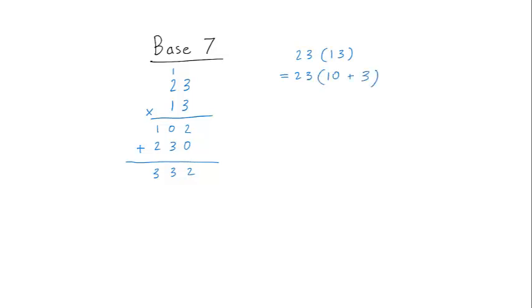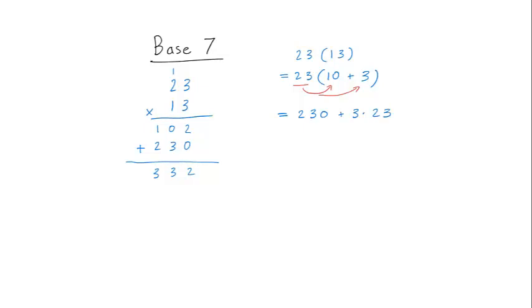And now the distributive law can apply. The 23 can multiply over the addition and apply to the 10 and the 3. So when we multiply 23 by 10, it just shifts the numbers to the left with a 0 on the right. And when we multiply 23 by 3, we may not know the answer directly to that if we're not familiar with base 7. So I'm just going to write down 3 times 23.